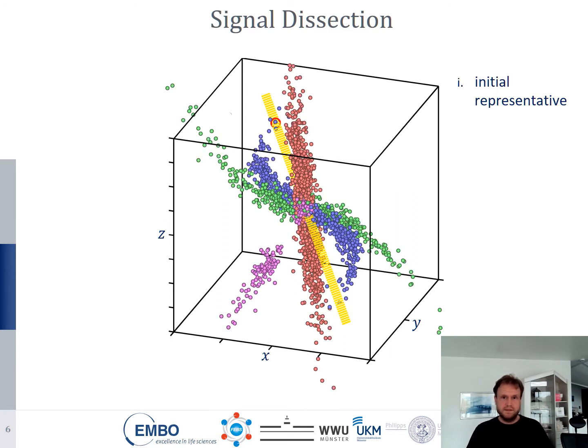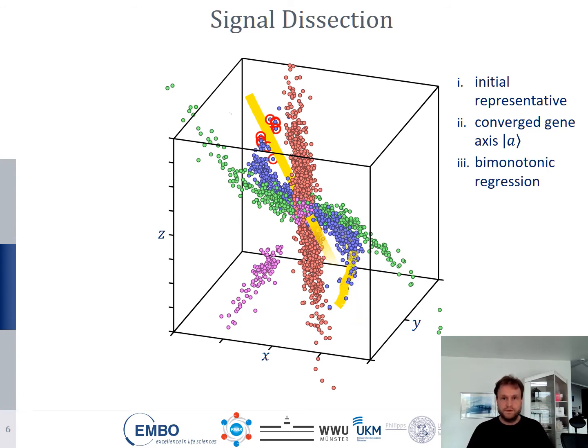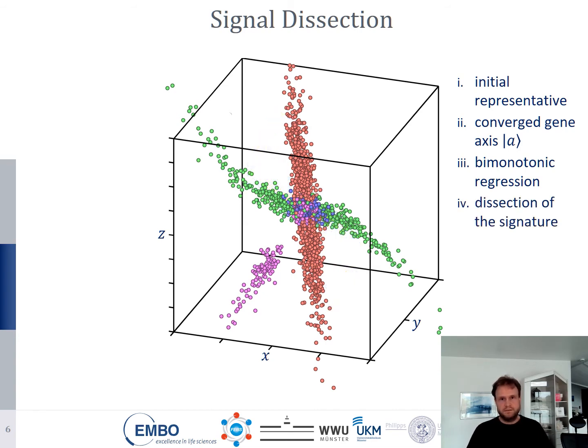The first step is to select an initial representative that was actually measured, giving an initial axis in the gene space. Second step is to optimize this with additional representatives that are nearby. The third step is to apply bimonotonic consistency, which yields this yellow monotonic curve. And the fourth step is to dissect those parts of the sequence that can be explained by it. Again, with a bit more details.